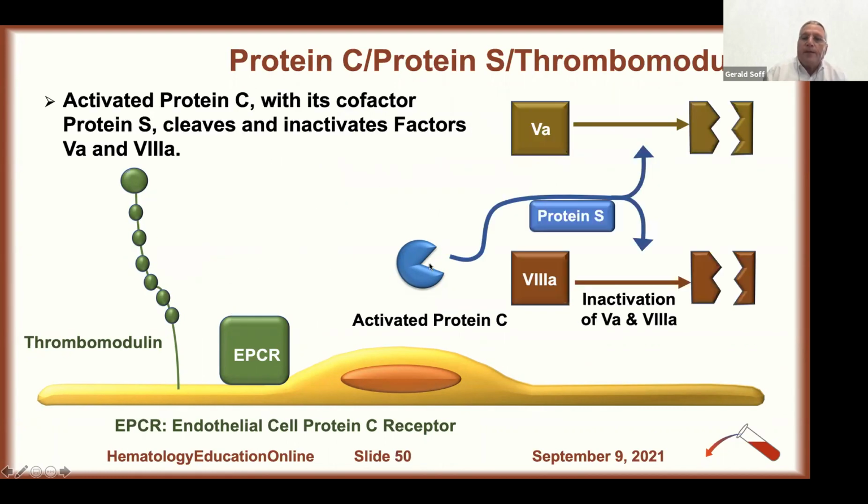Protein C then uses its cofactor, protein S, and will then cleave and inactivate factor 5A and factor 8A. So this pathway here, with thrombomodulin, endothelial protein C receptor, activated protein C, and protein S, will then neutralize factor 5A and 8A. I didn't put it in here, but there are also believed to be some other roles of the protein C system, possibly fibrinolysis, but this is considered to be the primary role of the protein C pathway.